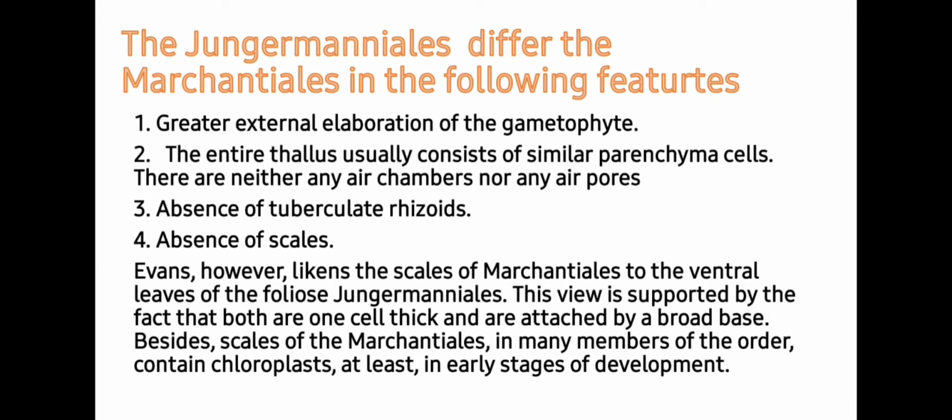Absence of tuberculate rhizoids in Jungermanniales. Absence of scales. Evans, however, compares the scales of Marchantiales to the ventral leaves of the foliose Jungermanniales, that is, to the amphigastra. This view is supported by the fact that both are one cell thick and are attached by a broad base. Besides, the scales of the Marchantiales in many members of this order contain chloroplasts, at least in early stage of development, which gives the idea that ventral leaves arise from the scales.